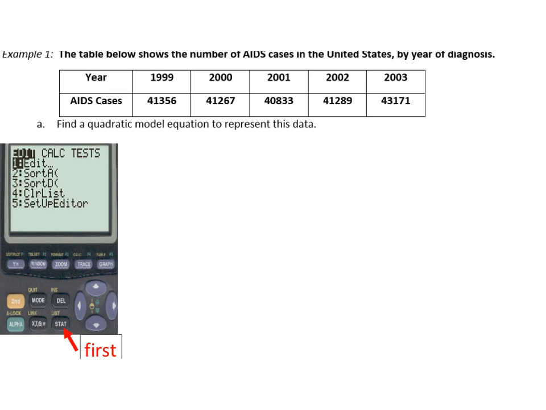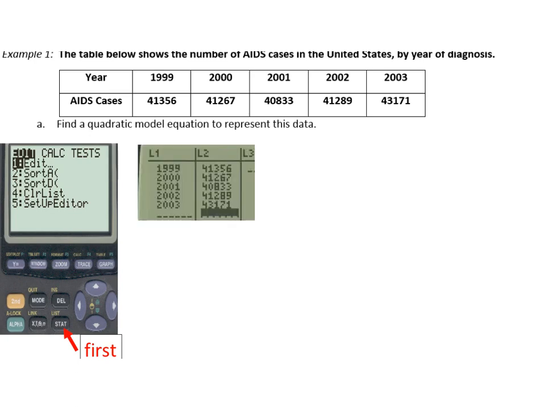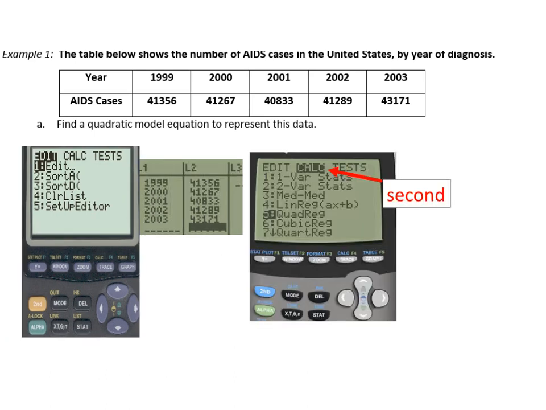When you hit enter, you're going to get a list to come up. It's going to say L1 and L2. You're going to put in the values in L1 from your X's. L1 is going to be your X's. So 1999, 2000, all of these will go in L1. Then what you're going to do is go over to L2 and put in your Y values into L2.